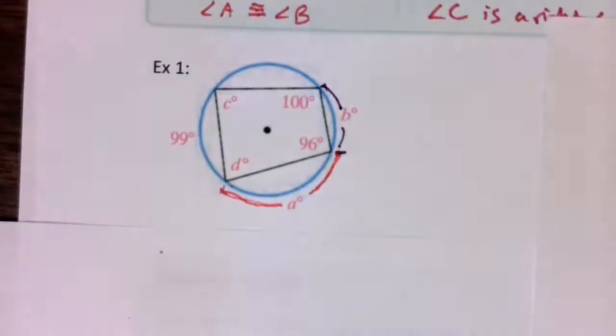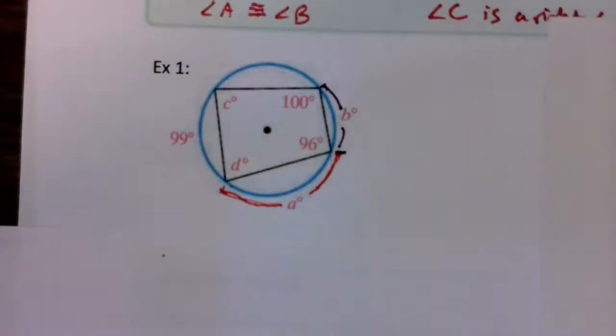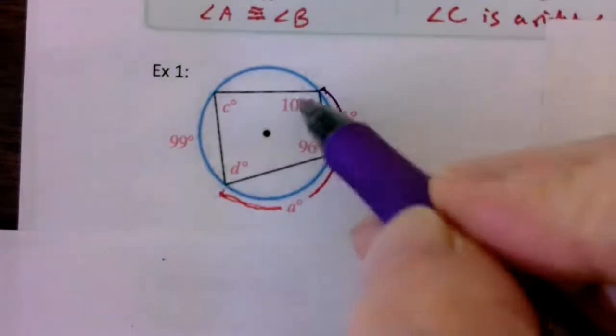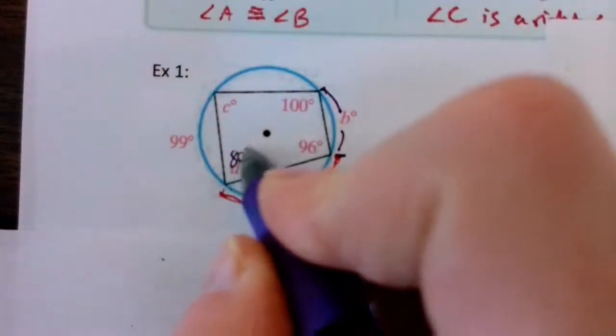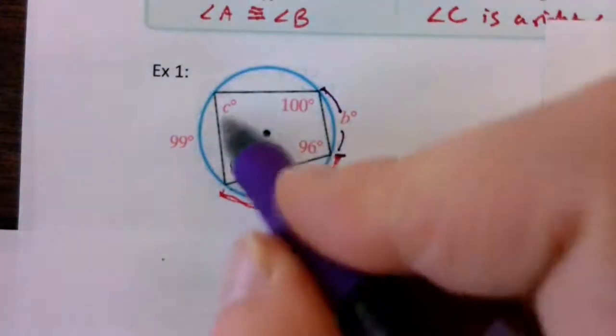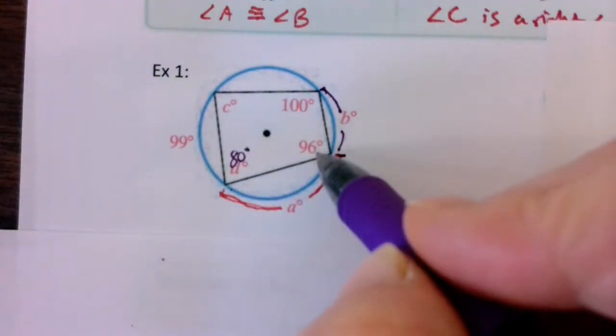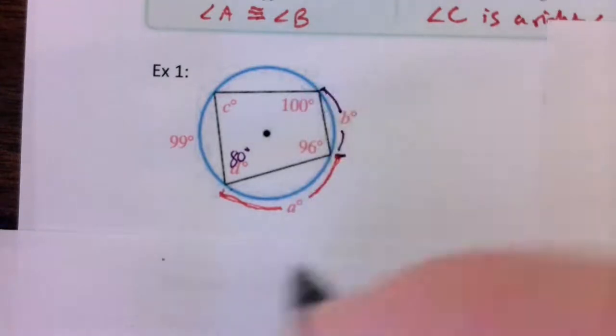Okay. So the first part of this, we don't have to go in order, A, B, C, D. So I'm going to go ahead and steal your thunder. Hopefully you already did it. That's 100, so this is 80 degrees. This is 96 degrees. 180 minus 96 is what? 84? 84, I think. Check my math.